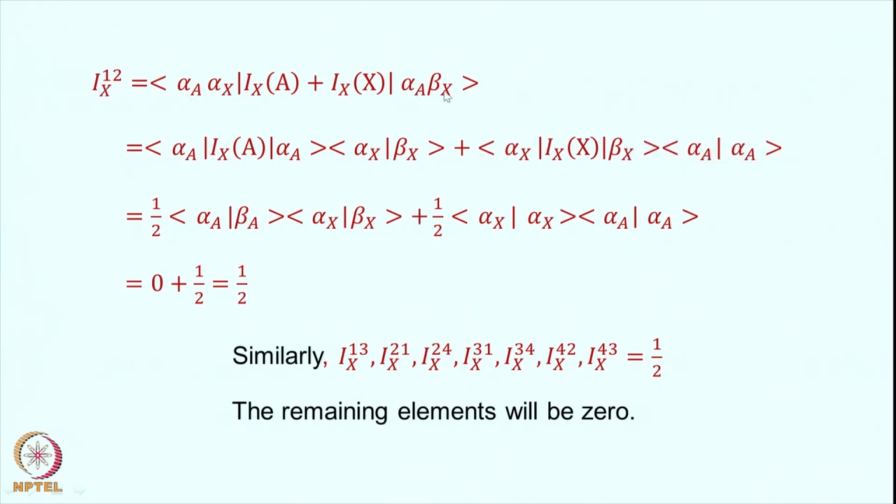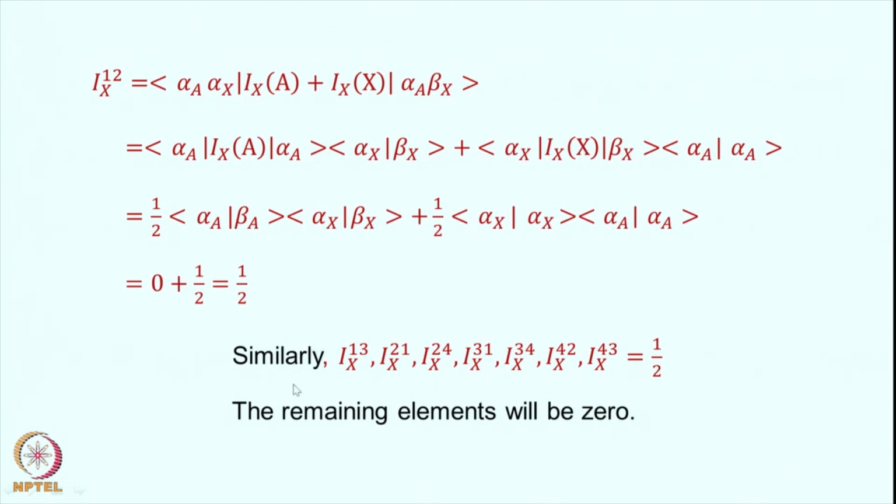So similarly Ix 1 2, if I calculate, I have here alpha A, alpha x for the 1 and alpha A, beta x for the 2. So here I have the same expansion, Ixa alpha A, alpha x, beta x, Ix alpha x, beta x, alpha A, alpha A. Notice here this one actually gives me 0, alpha x, beta x gives me 0, right. And what about this? Izx operating on this is equal to 1, Ix operating on beta x gives me half alpha x, therefore alpha x will be equal to 1, and then I get a half. Therefore I will get 0 plus half, and that is equal to half.